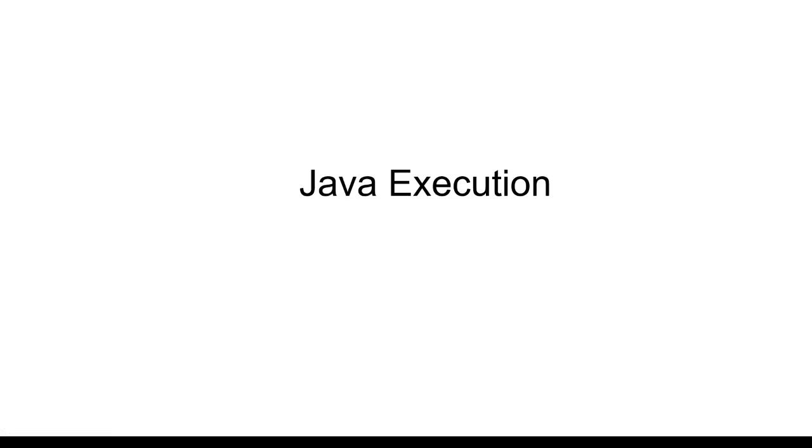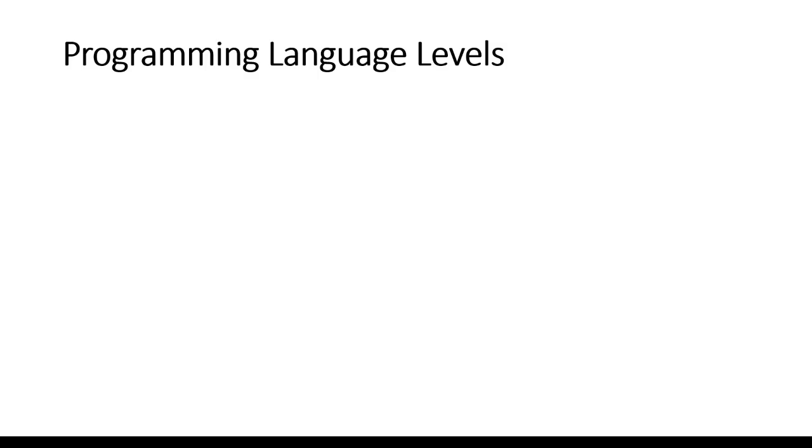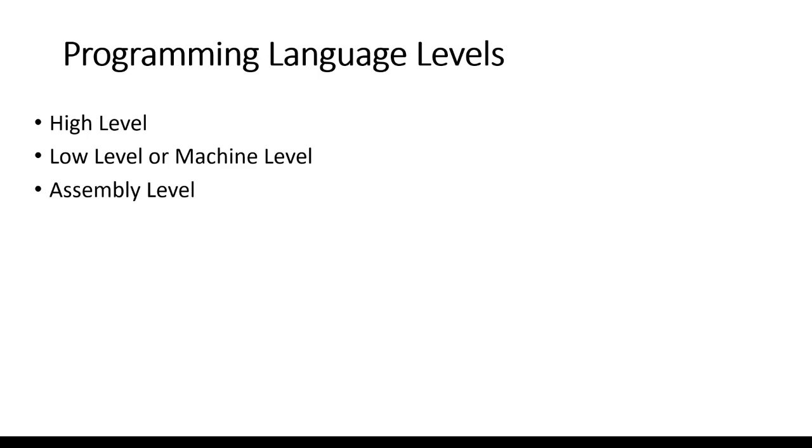Hello everyone. So in this video we will see how the Java program is executed. Before going to how the Java program is executed, we should know about the programming language levels. There are three levels of programming language. First one is high level, second one is low level or middle level, and the third one is assembly level.